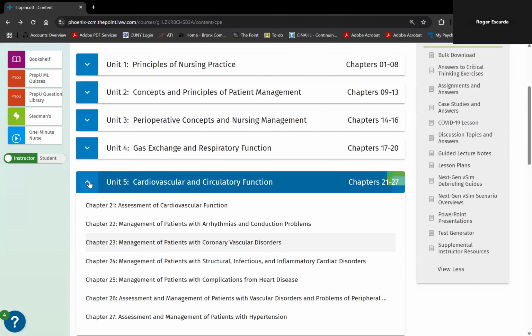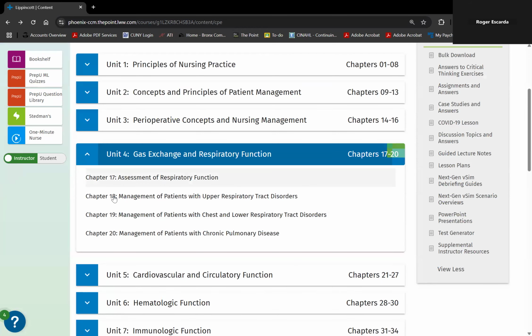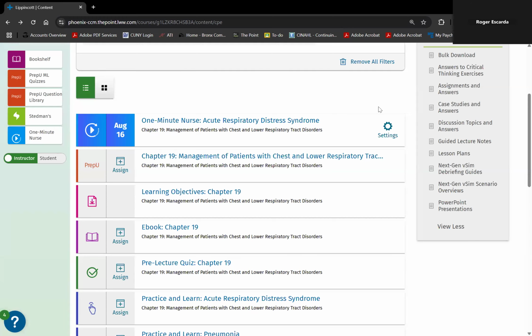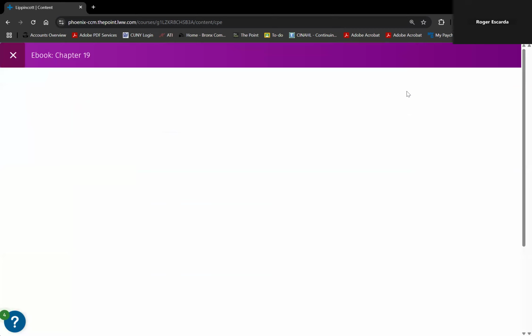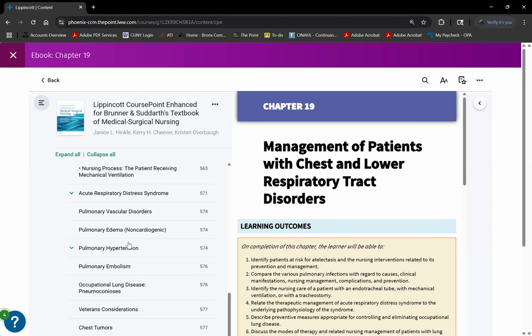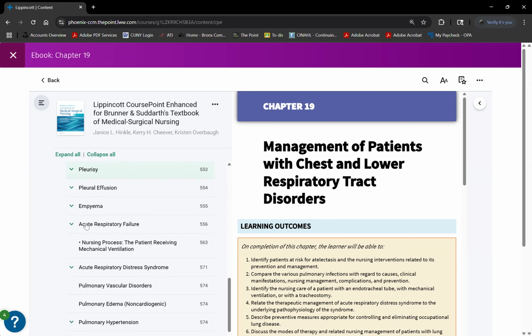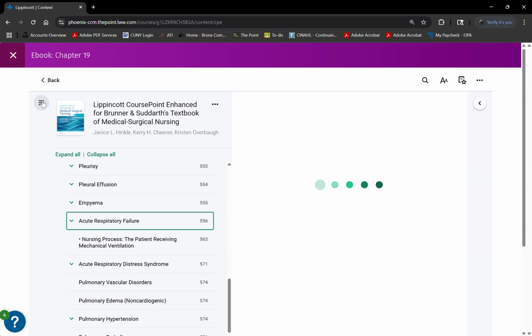Let's go to respiratory failure. These are new stuff. Okay, these two are very short.